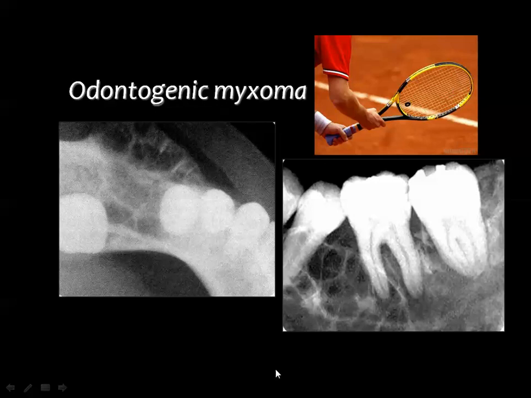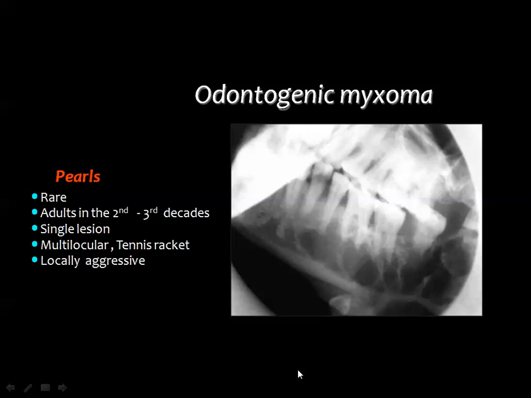Then the prominent features of odontogenic myxoma: number one, this lesion is rare. Number two, it occurs in a younger age than ameloblastoma, of a similar age to the keratocyst. It is a single lesion, it is multilocular, it simulates the tennis racket, and it is a locally aggressive tumor.